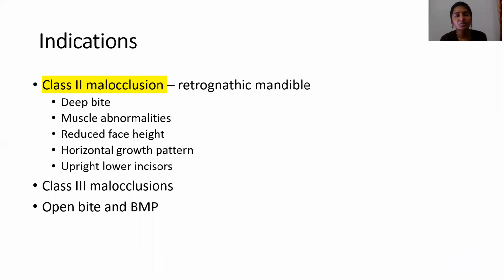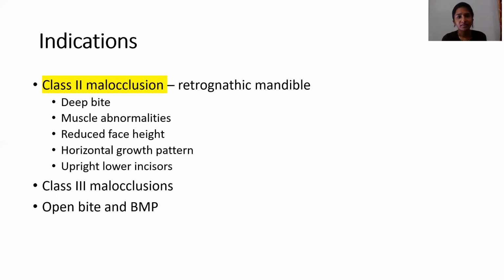So coming to the indications. Again, as I told you earlier, Class 2 malocclusion because of a retrognathic mandible, and Class 2s having a deep bite, muscular abnormalities, reduced face height, horizontal growth pattern, and upright lower incisors are the ideal indications. Now, why horizontal growth pattern is that at the end of functional appliance treatment, this horizontal growth pattern might become average or more towards a vertical growth pattern, because functional appliances tend to open the bite a little.